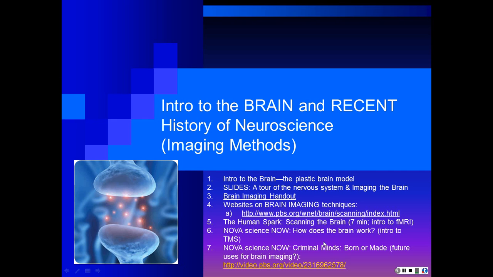And then I'm quite sure I won't have time to show Nova Science Now's Criminal Minds: Born or Made, but it's a wonderful 15-minute little video that gives you a sense of where we might be going. There are other applications for neuroimaging research. This one is in forensic areas. So can you tell what a criminal's brain looks like as opposed to the brain of someone who's not a criminal? Interesting stuff.